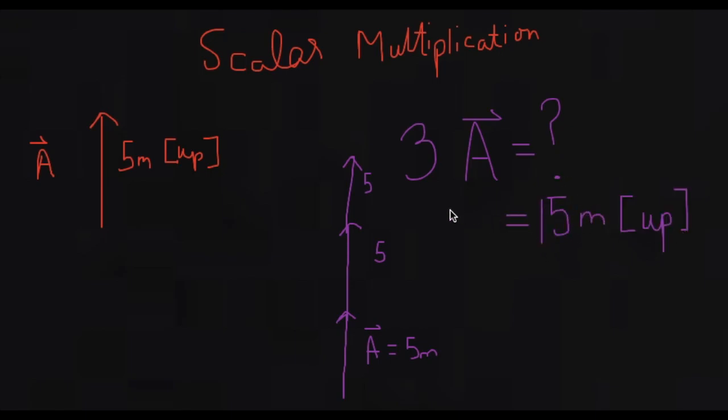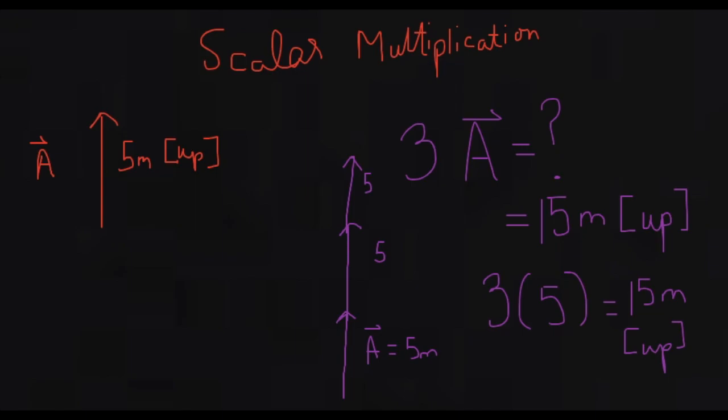If you were to do this algebraically, instead of drawing out the arrows, all you would do is multiply 3 by the magnitude of vector A, which is 5. And 3 times 5 is 15 meters up. The direction that the vector is currently in is the direction that your answer should be in. So if this was 5 meters down, your answer should be 15 meters down.